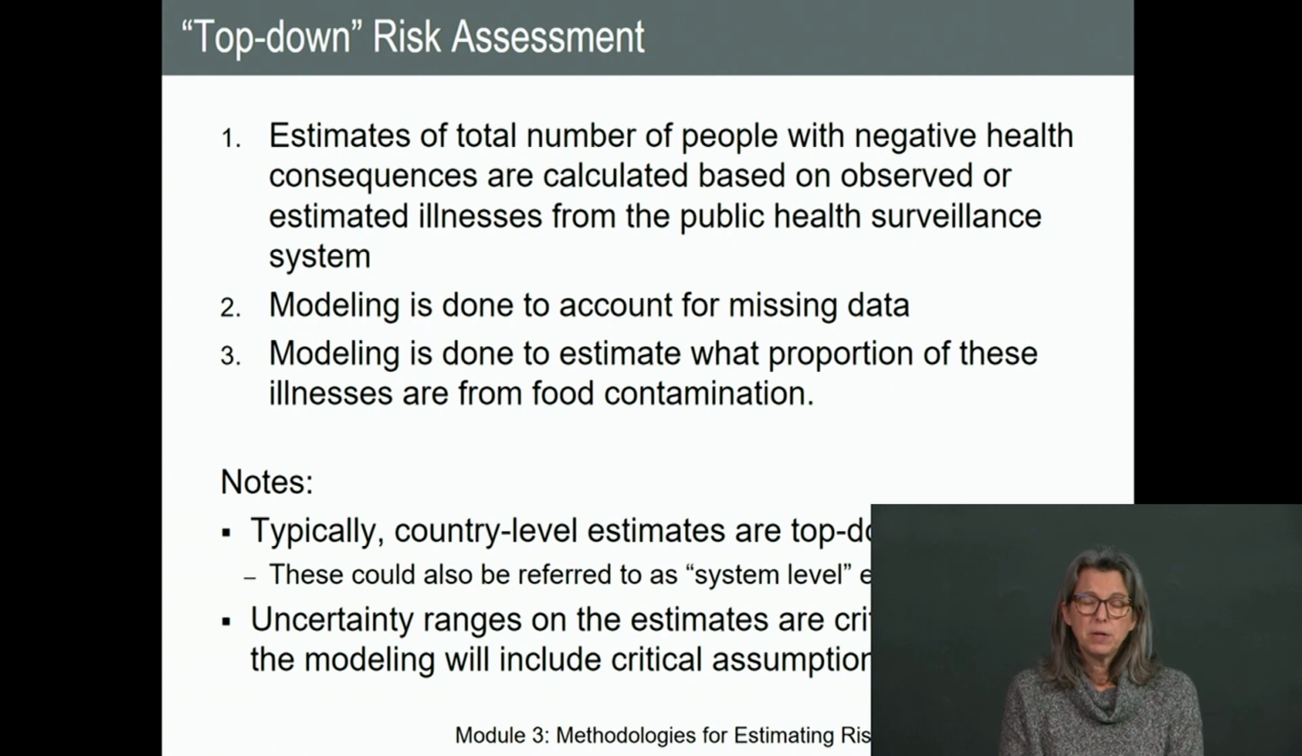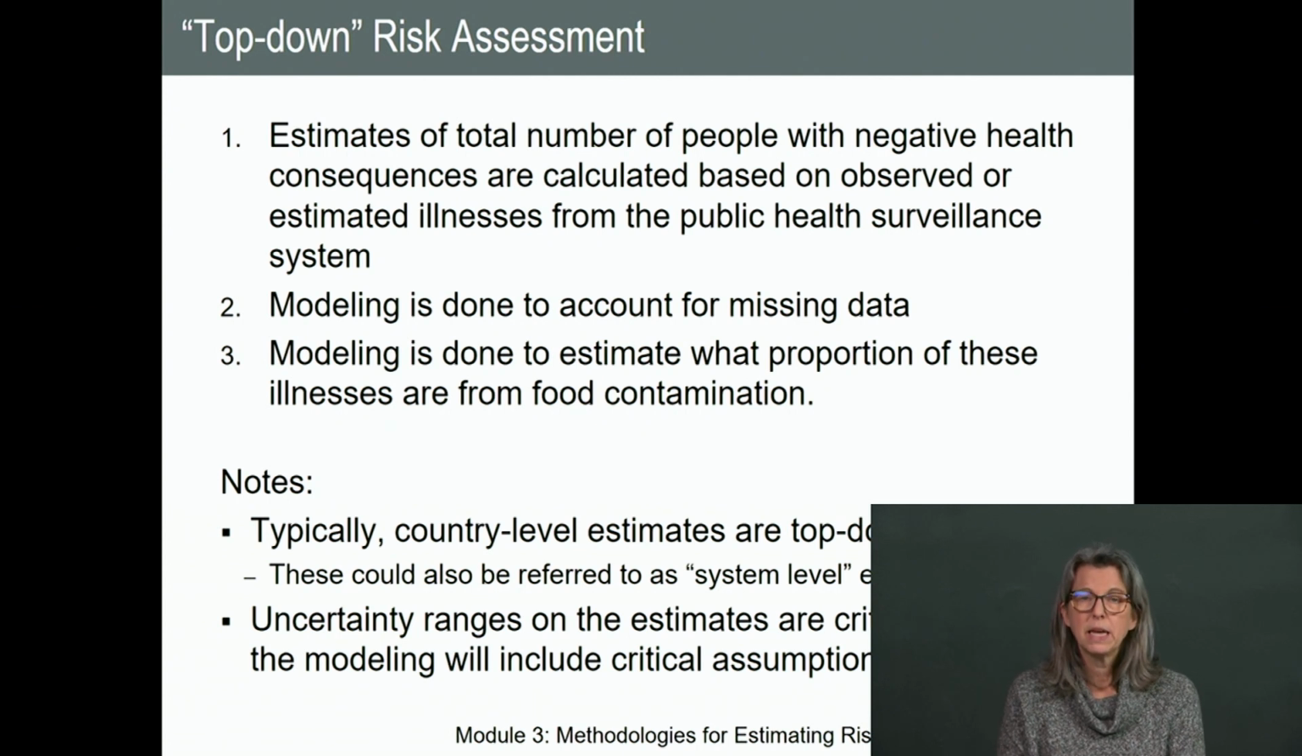So digging a little bit deeper into a top-down risk assessment, you start with some kind of public health surveillance that you have about people that have these negative health consequences. So whatever condition you're looking for, you would get the observed data on people that have illness, and you might do some modeling to say, well, this number of people were observed, but there are other people that are estimated based on the observed because of the data gaps. And so then modeling is done to account for that missing data, and then modeling is done to estimate the proportion of these illnesses from food.